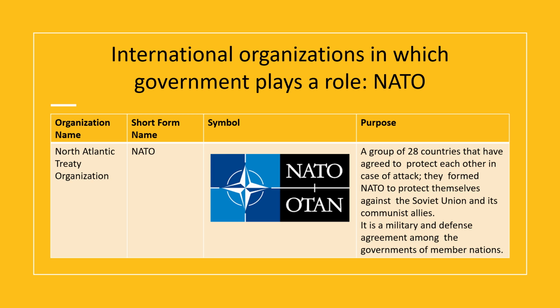First, we're going to be looking at NATO. And the way that this document is organized, we see the name, we see the short form name, we see the symbol, and then we see the purpose. So the North Atlantic Treaty Organization is a group of 28 countries that have agreed to protect each other in case of attack. So this idea is that if one member of NATO is attacked by another country, the other member nations of NATO will come to that country's aid, the country that was attacked.